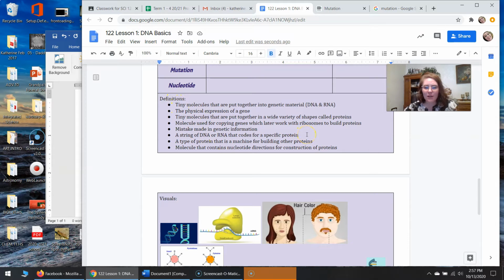So it says: tiny molecules that are put together into genetic material like DNA and RNA. The physical expression of a gene. Tiny molecules that are put together in a wide variety of shapes called proteins. A molecule used for copying genes which later work with ribosomes to build proteins. Mistake made in genetic information. A string of DNA or RNA that codes for a specific protein. A type of protein that is a machine for building other proteins. A molecule that contains nucleotide directions for construction of proteins.